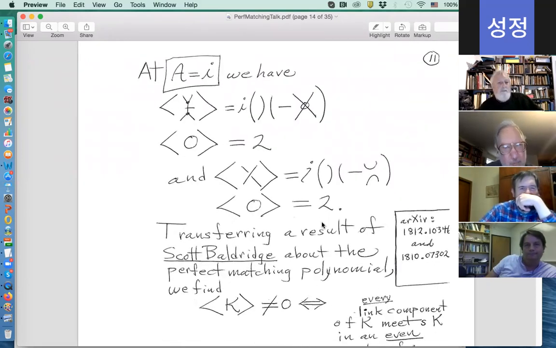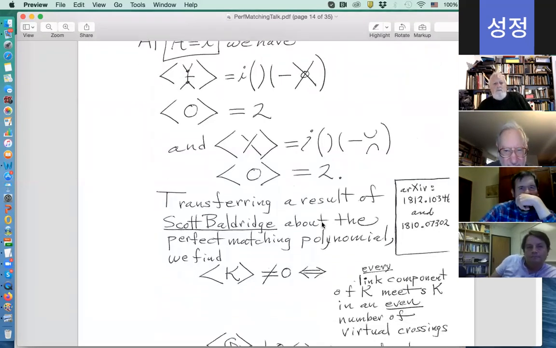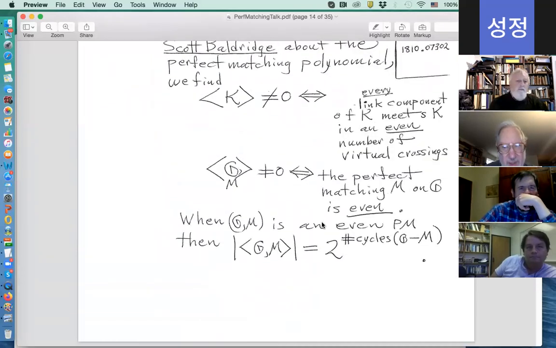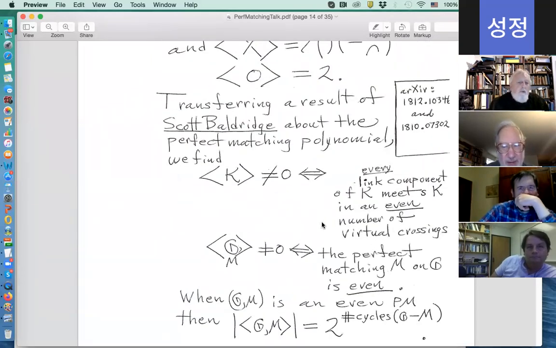There are some very cute relationships that occur if you evaluate the bracket at I. In the interest of time, I will not mention that, but I'm sure Scott will. You can tell by evaluating the bracket whether or not you have an even perfect matching. That's a nice correspondence between the issues that we have in the graph theory, when is it an even perfect matching, and the issues in the knot theory.